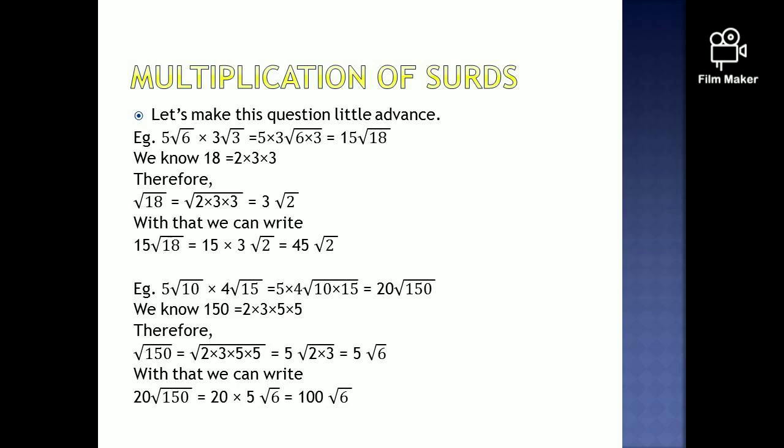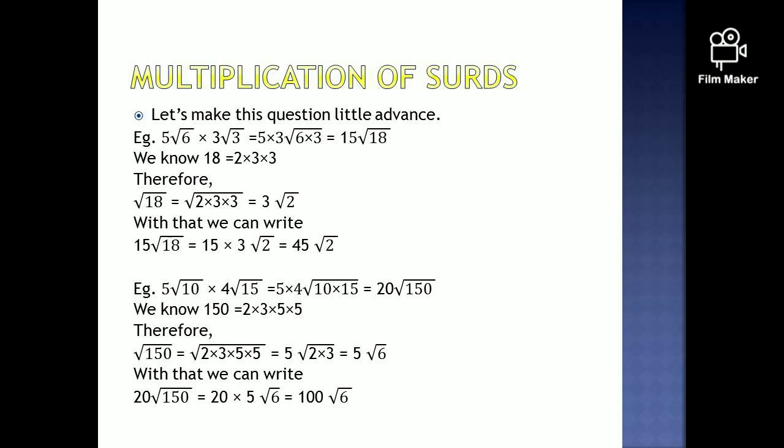With that you can write 15 root 18 as 15 into 3 root 2. How do I get this 3 root 2? Root 18 you can write as 3 root 2. So as I told in the previous slide, 15 root 18 means 15 into root 18. That means 15 into 3 root 2. So you can multiply 15 with 3 and write it as 45 root 2.